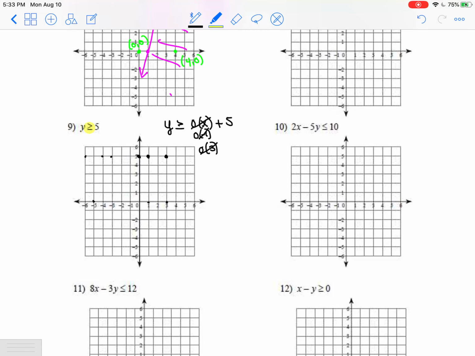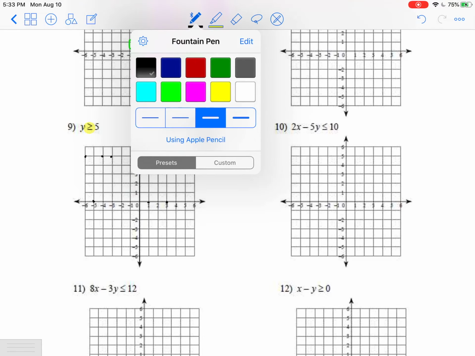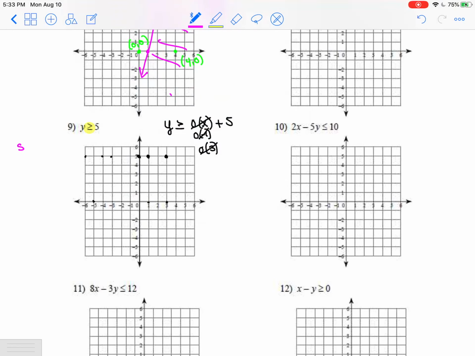Let's just pay attention to our sign. We have a greater than or equal to. So we know we're going to have a solid line. And greater than means above. Okay, so we're going to go ahead and draw our solid line here. Not a whole lot of room here, but we're going to shade above.